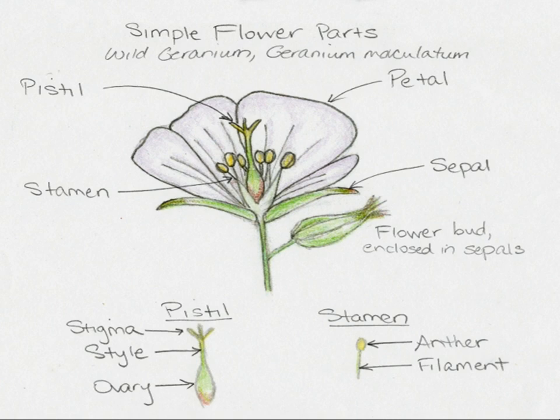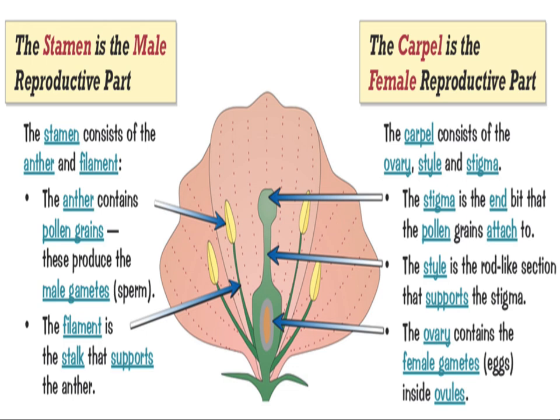The pistil has three important regions. The first one is called the stigma, to which the pollen grains attach during pollination. The style is the region through which the pollen tube develops to carry the male gamete into the ovary. The ovary contains the ovules, which are the female gametes. So, in flowers, there are two important gametes. The male gametes are the pollen grains, and the female gametes are the ovules.